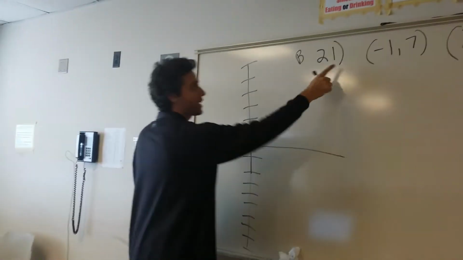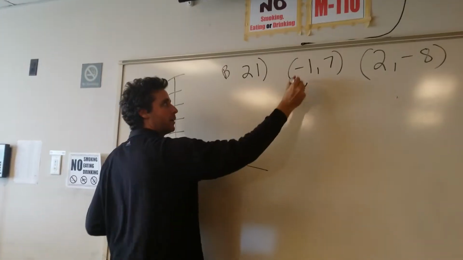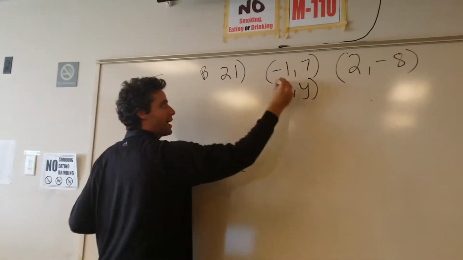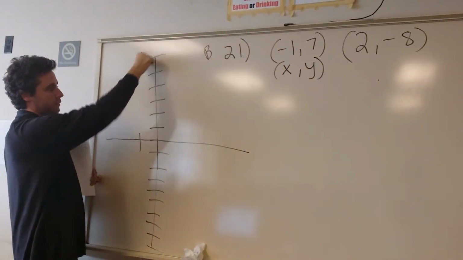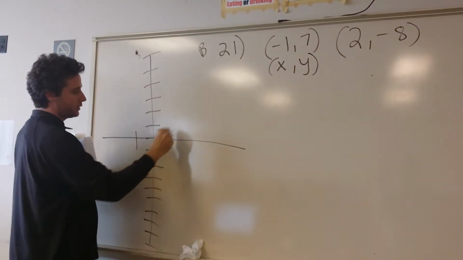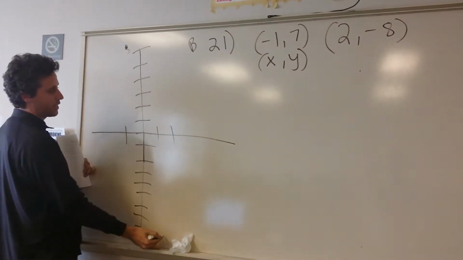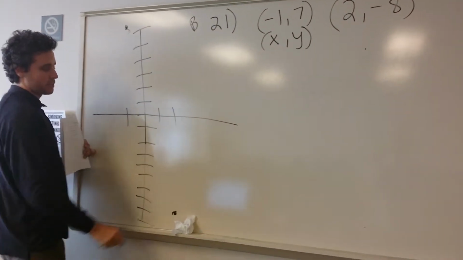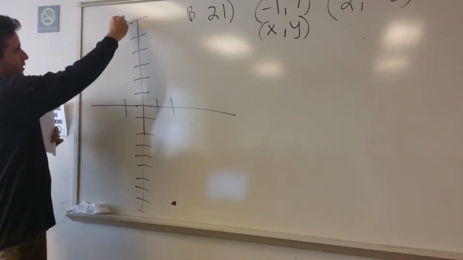So what we'll do is we'll take the -1 and the 7. That means x is -1, and then y is +7. So -1, +7 is right over here. And then we'll have 2, -8. That means we go forward 2 spaces on the x-axis, and we're going down 8 spaces on the y-axis. So that's going to be right there. And now we're just going to connect these dots.